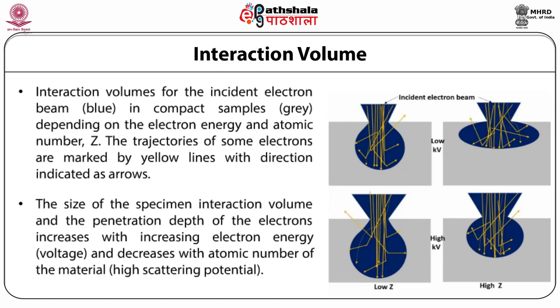The dependence of the shape of the interaction volume on the material and the voltage is schematically demonstrated in figure 13. The size of the interaction volume and the penetration depth of the electrons increase with increasing electron energy, that is the voltage, and decrease with atomic number of the material. For example, although secondary and Auger electrons are produced throughout the interaction volume, they have very low energies and can only escape from a thin layer near the sample's surface.